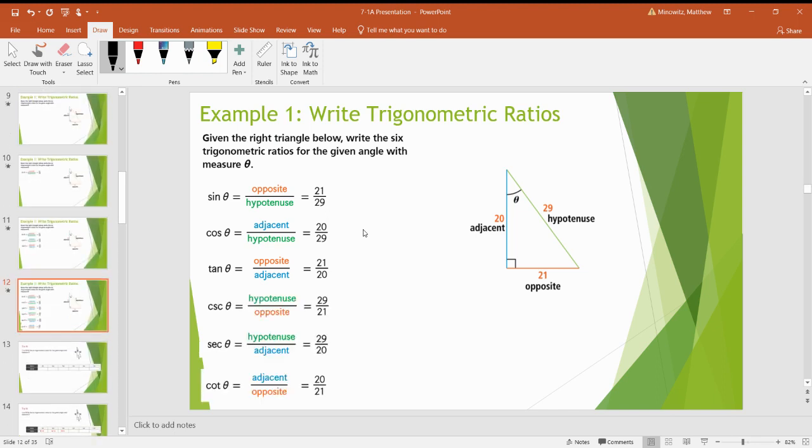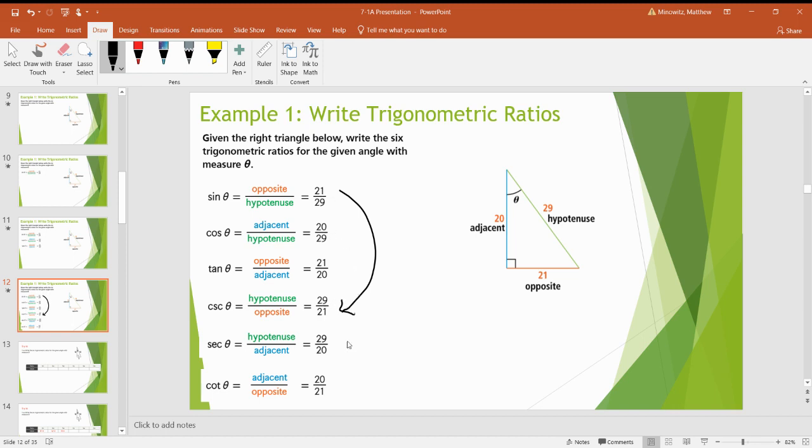Okay, now we need the reciprocal trig ratios. And as we were talking about before, the sine, if I take the reciprocal of that, I get the cosecant. So I don't have to remember cosecant as hypotenuse over opposite. I can remember it's the reciprocal of sine. So if I find sine, I can find the cosecant.